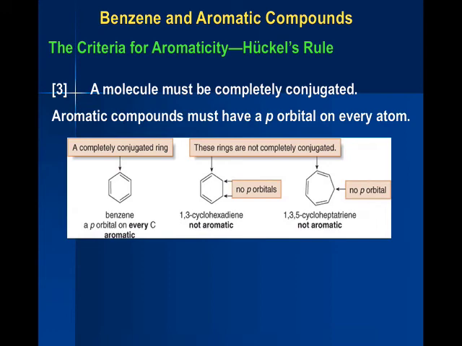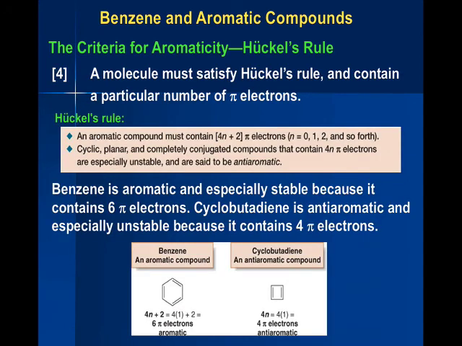Okay? So rule number 1 is what? Rule number 2? Rule number 3? Completely conjugated. So how I refer to it, but yeah, p orbitals on everything. You're right. Rule number 4 requires you to do a little math. It turns out the math is really easy. If you can just do a little basic algebra, you've got it. The molecule must satisfy Hückel's rule and contain a particular number of pi electrons.